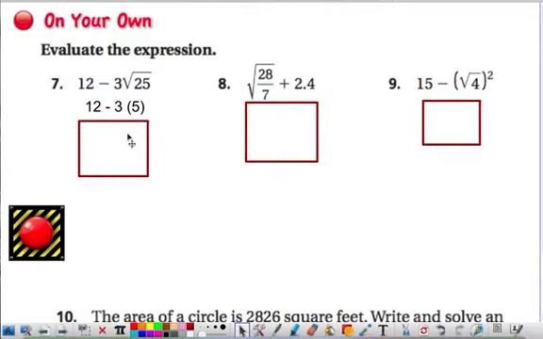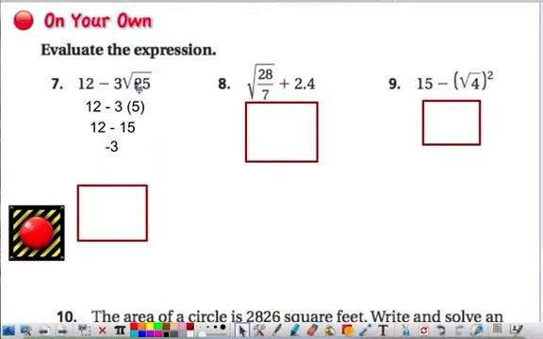Okay, on number 7, you should have evaluated the square root of 25 and made it 5. And follow the order of operations. 3 times 5 is 15, and 12 minus 15 is -3.